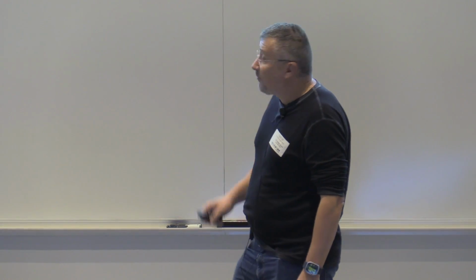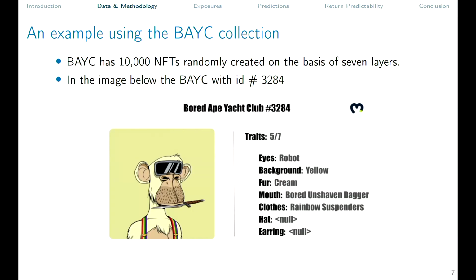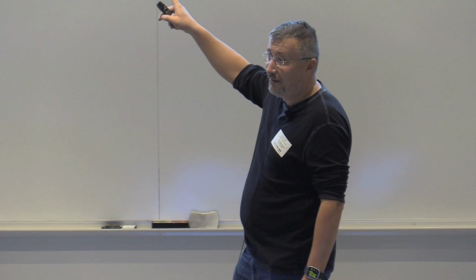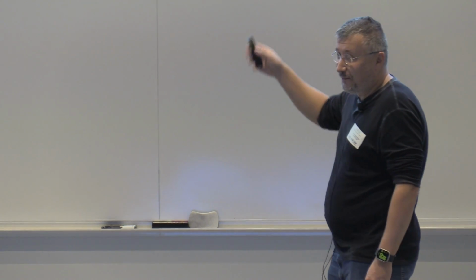So this is an example. The BAYC is the Bored Ape Yacht Club. This is a very famous NFT collection. Does any of you know how much this thing cost? No? 100K. So this one is 100K. I checked yesterday. So this is the Bored Ape 3824. Actually, I mistyped the first. Actually, 300K. So it's different. It has a different set of characteristics.